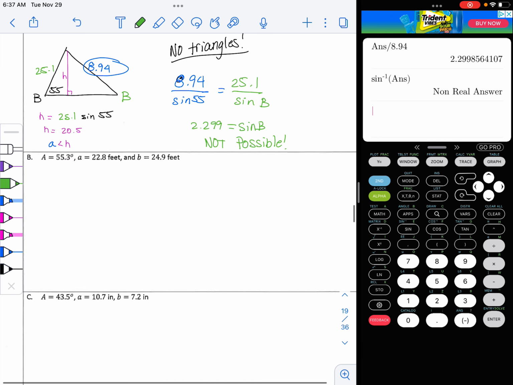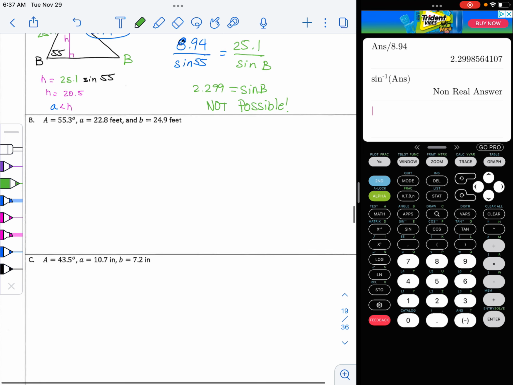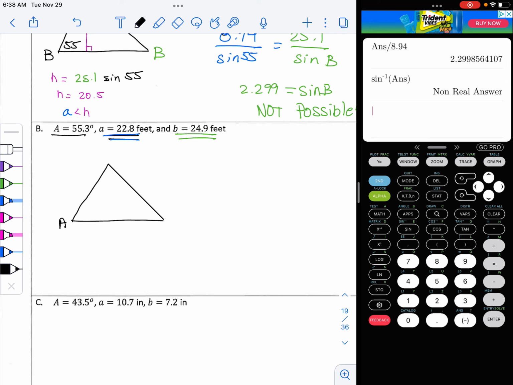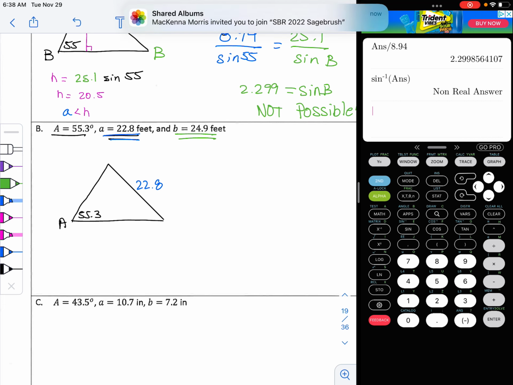So let's look at one that does work. So we have the next situation. Here's my given acute angle, my matching side. Let's do that one in blue. And then I have my other side. So I'm going to set this one up. This is that angle side situation. Put my matching side in and my other side.